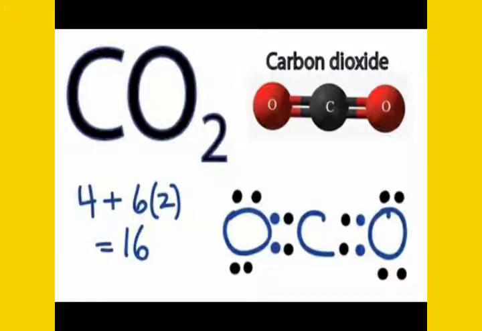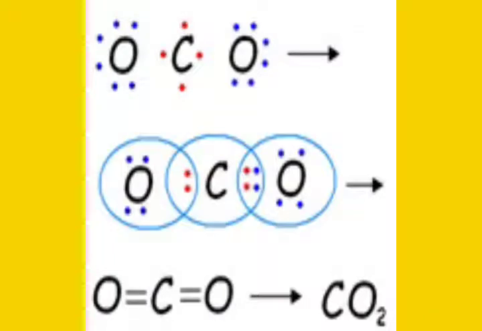Now, characteristics of formulae, or we can say the importance of a formula. A formula gives us the following information about the compound. The first one, types of elements present in the compound. Second, number of each kind of atoms in one molecule of the compound. Third, ratio of different types of atoms present in the molecule. And fourth, mass of one molecule of the compound.